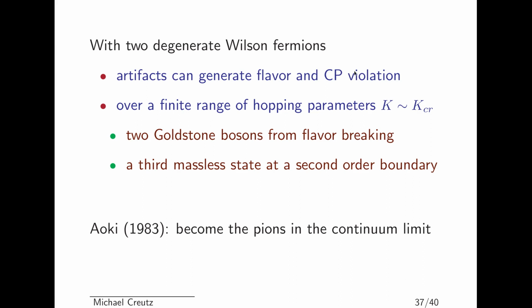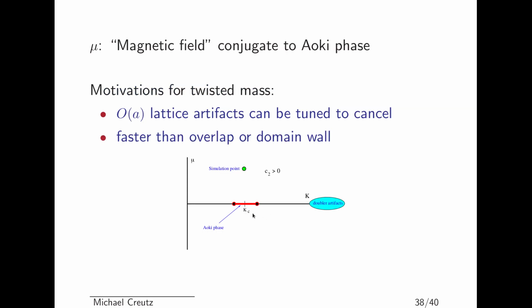And in this flavor violating region, you get 2 Goldstone bosons from the flavor breaking, and then you get a 3rd massless state at a 2nd order boundary when you enter this funny phase. And Aoki argued that when you take the continuum limit, these 2 combine with this to give you the pions. So this coefficient of psi bar gamma 5 tau 3 psi is kind of like a magnetic field conjugate to this Aoki phase.